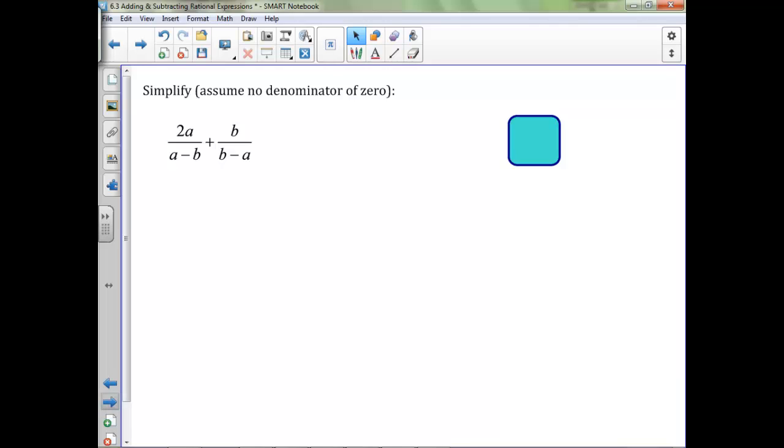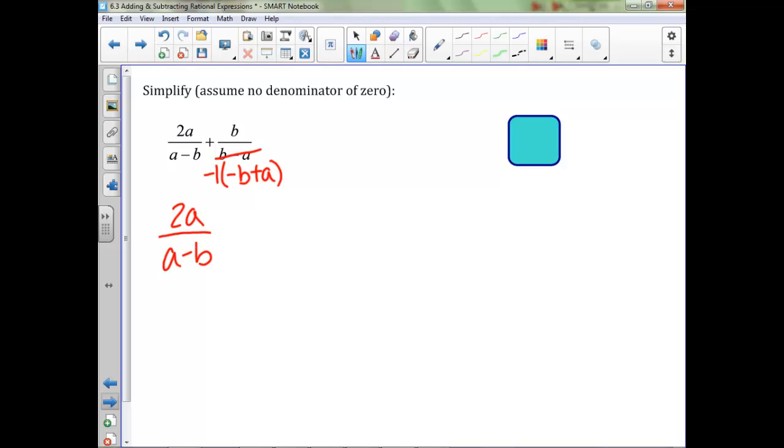Alright, now notice these don't have the exact same denominator, but they're only different by a negative. So let's go ahead and factor out a negative 1 from the denominator here, so we're left with negative b plus a. So we can actually rewrite this as 2a over a minus b. And then we can move this negative 1 up to our numerator, because negative 1 over 1 is the same thing as 1 over negative 1, which is the same thing as negative 1. Those are all the same.